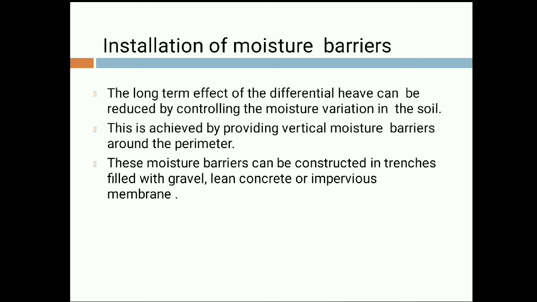We can construct some kind of moisture barrier, vertical moisture barrier, below the floor slab around the perimeter. These moisture barriers can be constructed in trenches, that is, we can dig trenches around the periphery of the building filled with gravels. We can fill gravels, lean concrete or impervious membrane.